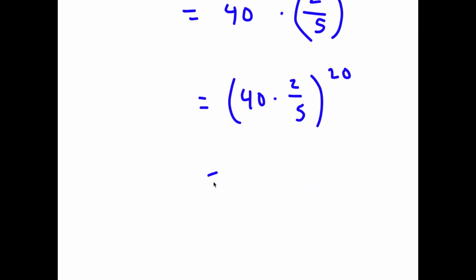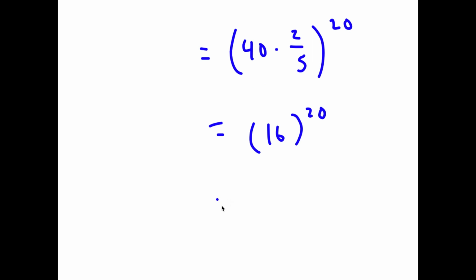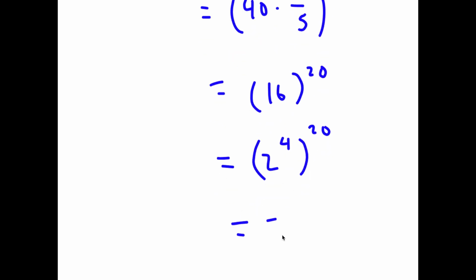40 times 2 over 5, well, 40 times 2, that's 80. And 80 divided by 5 is 16. So I have 16 to the power of 20, which is equal to 2 to the power of 4 to the power of 20, which is equal to 2 to the power of 80. So that is my second method.